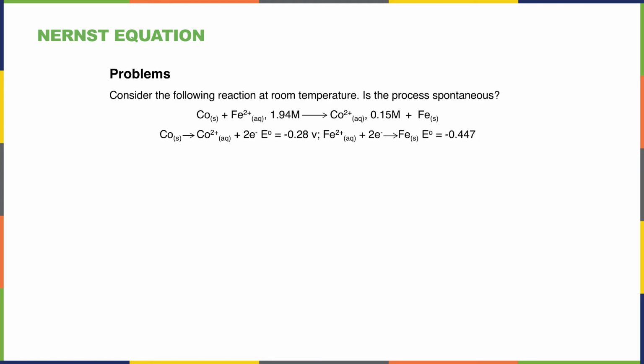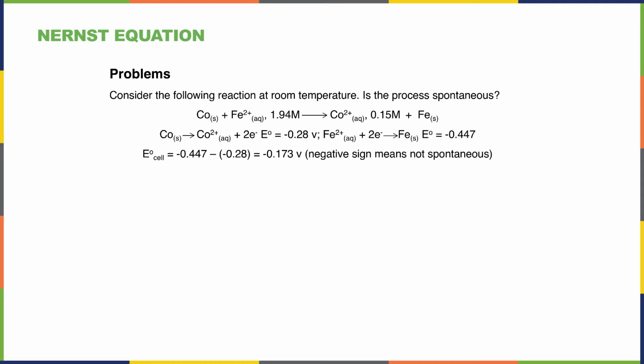So let's look at another problem, and let's take into account the concentrations of some of these values because it's important. Well, I'll show you why that's important in just a second. So we've got solid cobalt plus iron 2+, and the iron 2+ concentration is 1.94 molar, goes to cobalt, and it's 0.15 molar plus iron solid. And you see that from the table, you have first the oxidation of cobalt, which is minus 0.28, and the reduction of iron, which is minus 0.447. And so E0 is going to equal minus 0.447 minus a minus 0.28, or minus 0.173.